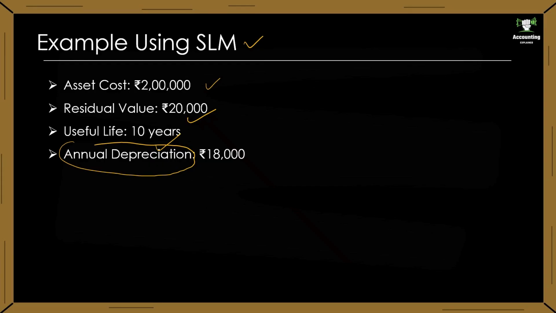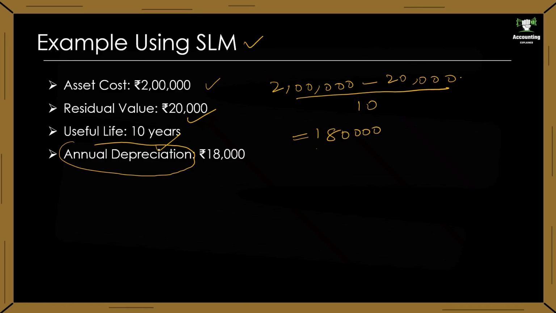Cost minus residual value divided by useful life is the formula, right? So here cost of the asset is 2 lakhs minus residual value of 20,000, divided by useful life of the asset, which is 10 years. So 2 lakhs minus 20,000 is 1 lakh 80,000, divided by 10 is 18,000, which will be your annual depreciation every year till the life of the asset. Here the life of the asset is 10 years. Until 10 years it will be 18,000.